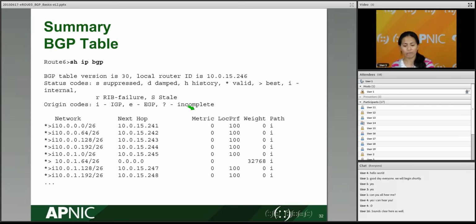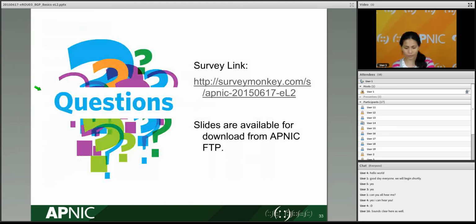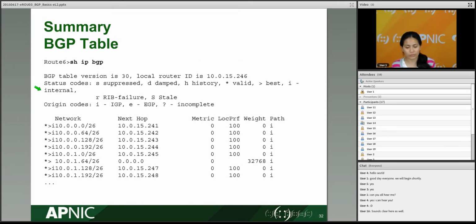Okay, we also have a few here: metric, local preference, weight, and path. Here we have I, because this is, you can check the status codes, internal. If you're doing eBGP, then you should see an actual AS path there. I don't have an example here, unfortunately, but you should see a list of the AS numbers, and then at the end you'll have an I, which means that you've reached the destination, and everything from there will be internal. All right, so that's an overview of BGP.